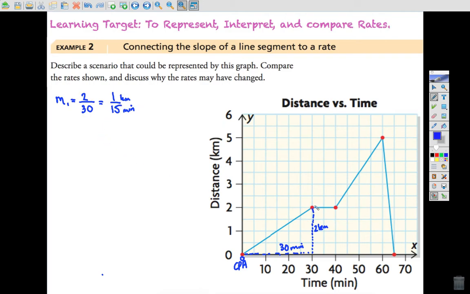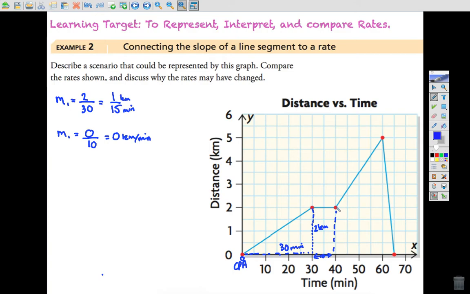You'll notice what happened here is he actually got out of breath, and all of a sudden he had to stop. Now how do I know he stopped? Because there is no change in distance. So for 10 minutes, 10-minute gap here, it looks like he took a break. So what is his speed at that point? What is his slope at that point? Well, there's no change, so there's no rise. So that is a rise of 0 over a run of 10. He actually traveled at 0 kilometers per minute. So he took a little 10-minute break.